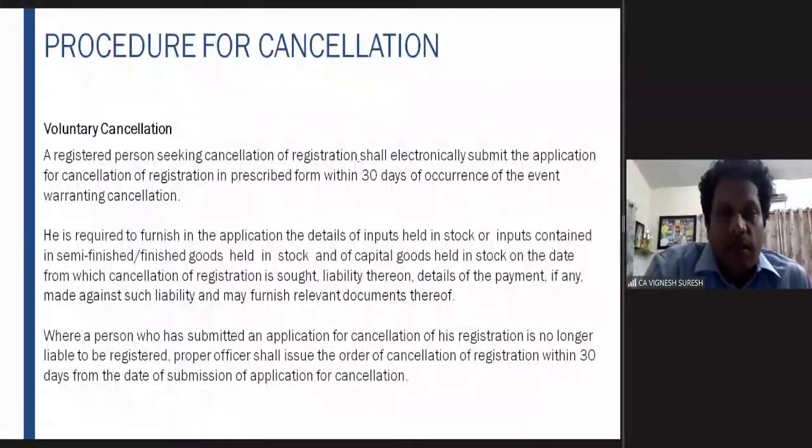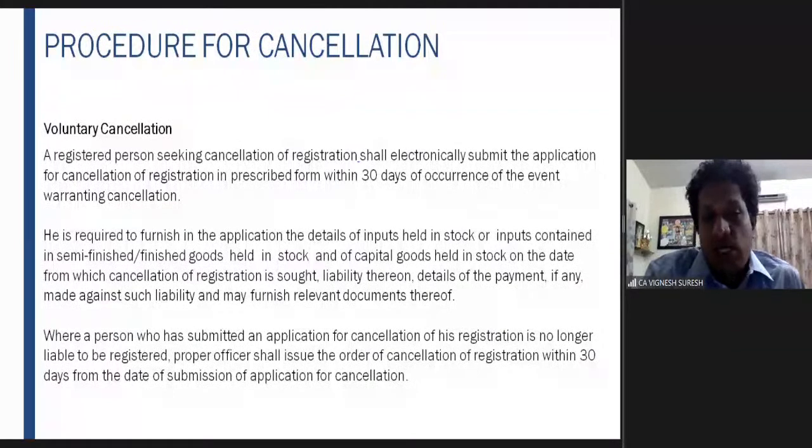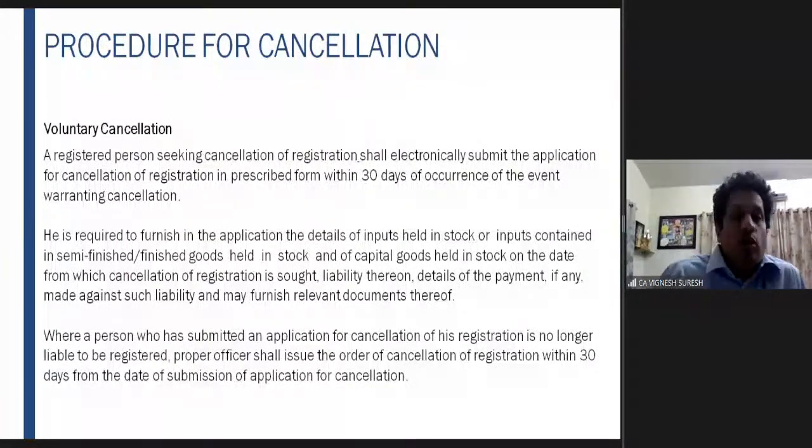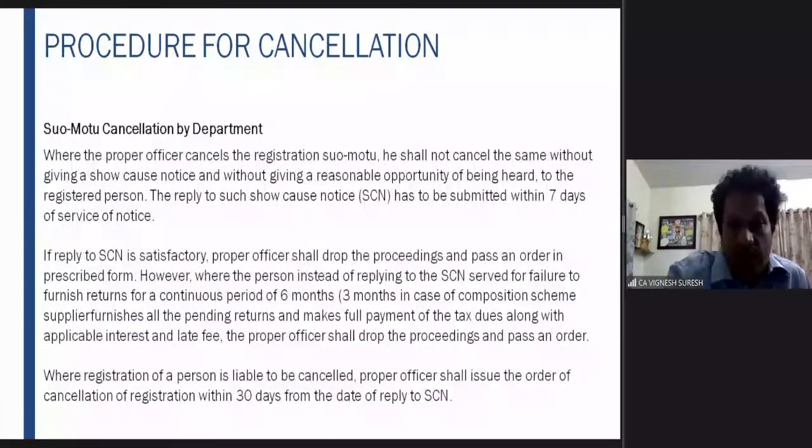For voluntary cancellation, electronically one will submit the application within 30 days of the event occurring warranting the cancellation. He has to furnish in the application details of the stocks held, capital goods held, and also whatever payment he has to make. Where a person has submitted an application for cancellation, as he is no longer liable to be registered, the order of cancellation has to be issued by the proper officer within 30 days.